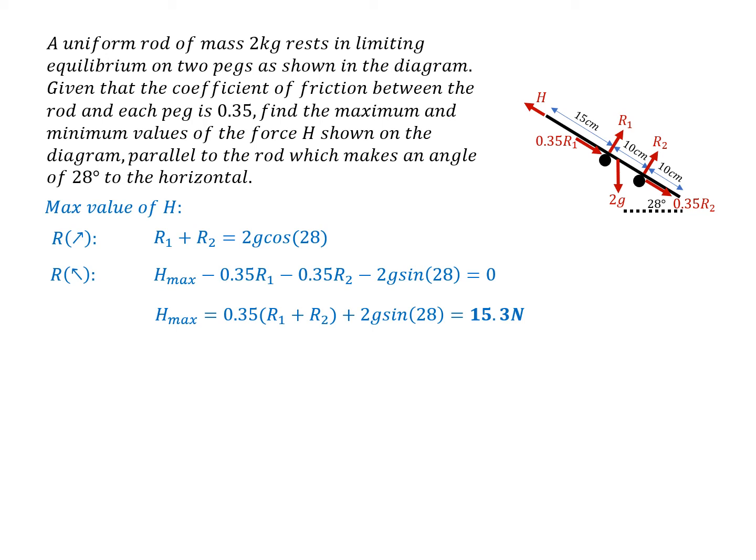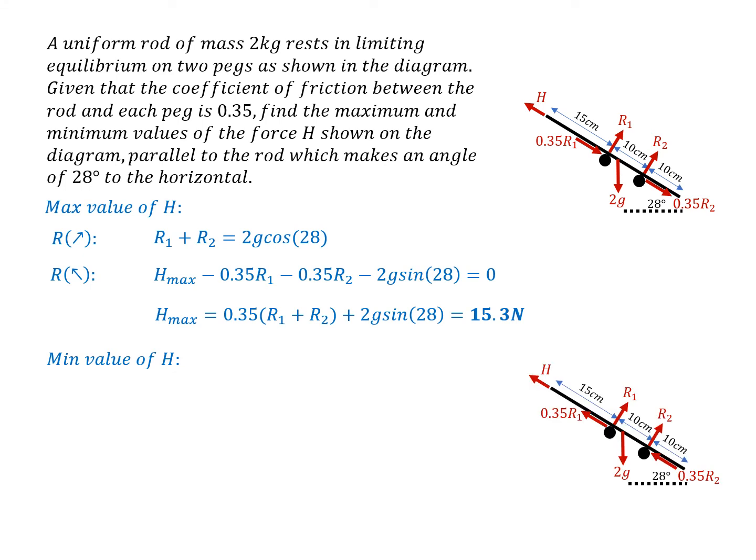So what about the minimum value of H? Well, for the minimum value, the frictions will now be in the opposite direction. So the frictional forces are now helping H, this force here, which is the minimum value of H, to keep the rod from slipping. So when I resolve perpendicular to the plane, I get exactly the same equation as before.